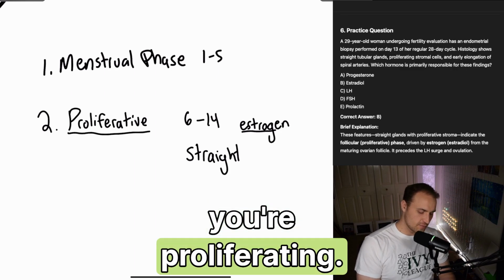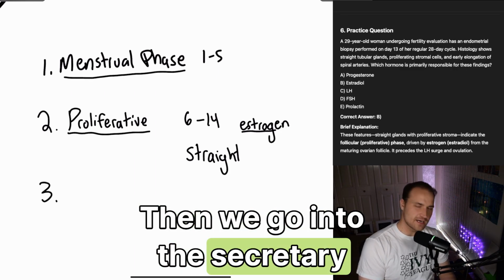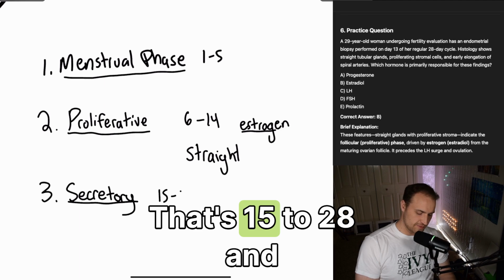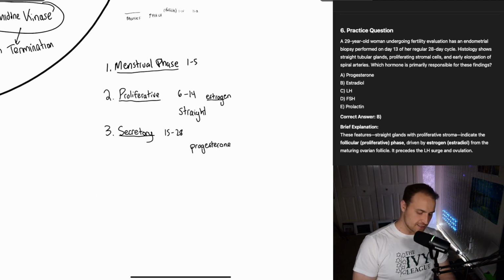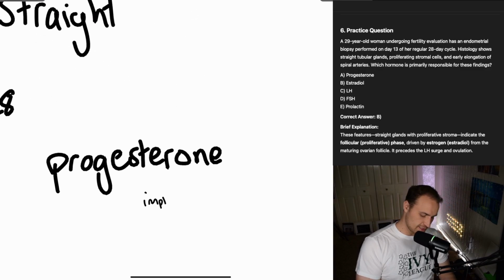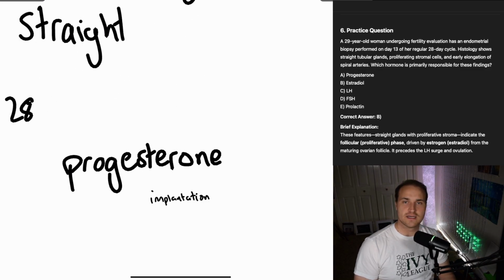You're establishing, you're proliferating. Then we go into the secretory phase, days 15 to 28, and that's driven by progesterone. And what does that do? Well, that prepares you for implantation. Histologically, you'll have tortuous glands and fully developed spiral arteries.